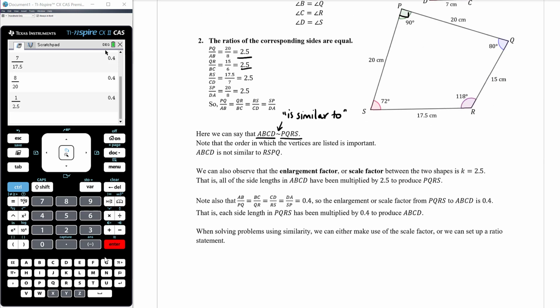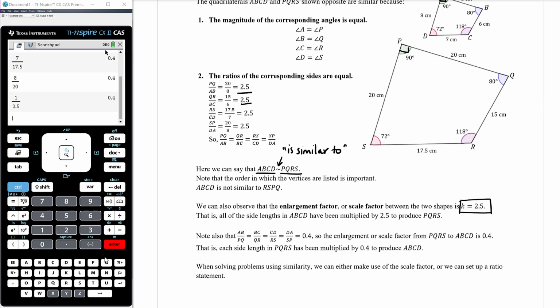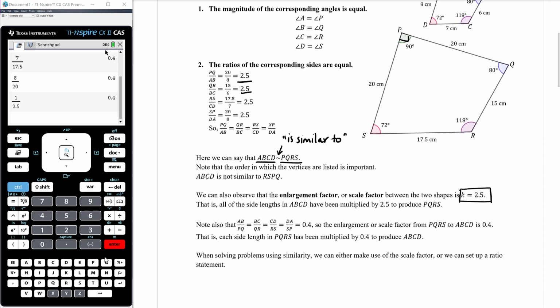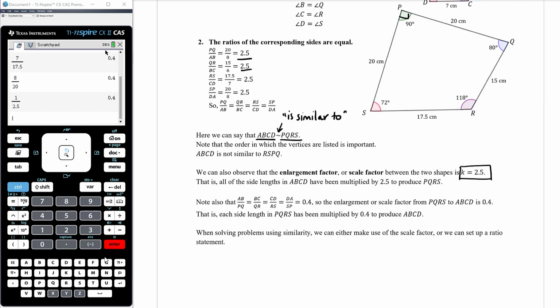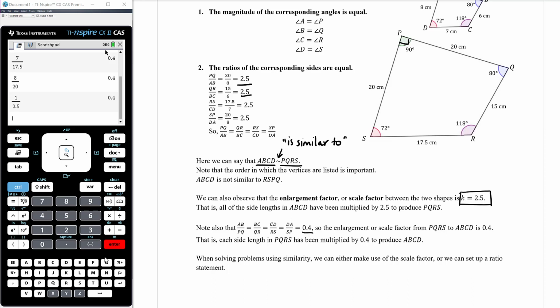We can also observe that the enlargement factor or scale factor between the two shapes is 2.5. We often use the letter K when talking about the enlargement or scale factor. K equals 2.5. And that is that all the side lengths in ABCD have been multiplied by 2.5 to produce PQRS. As I said, if we were to do the divisions the other way around, dividing the smaller side length by the larger side length, we would get the scale factor that allows us to reduce the shape, to go from the bigger shape to the smaller shape, and that was 0.4.